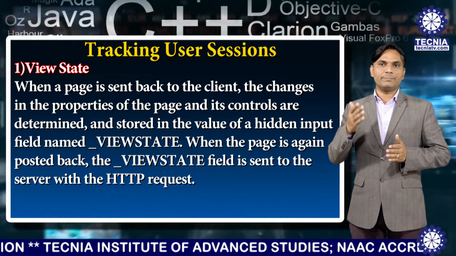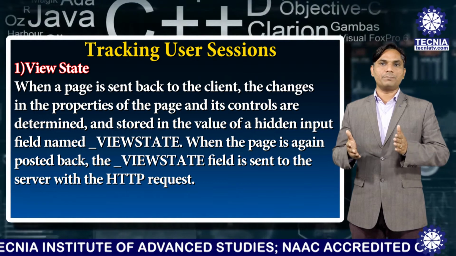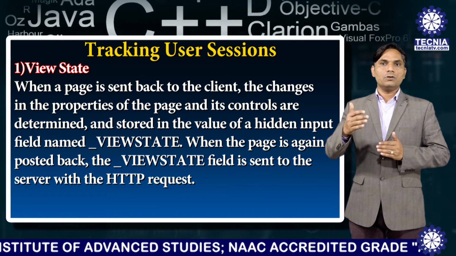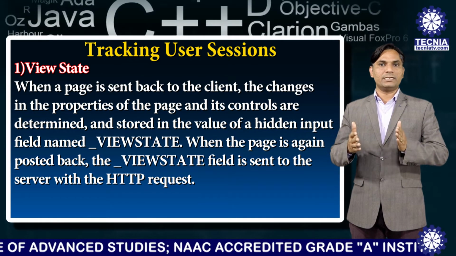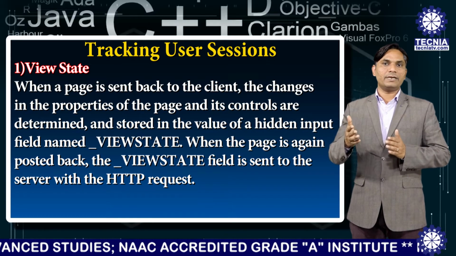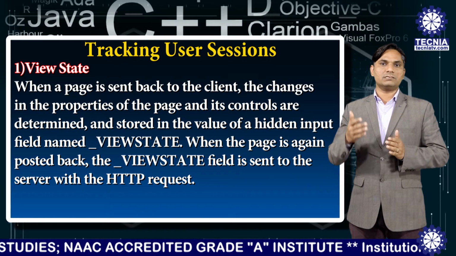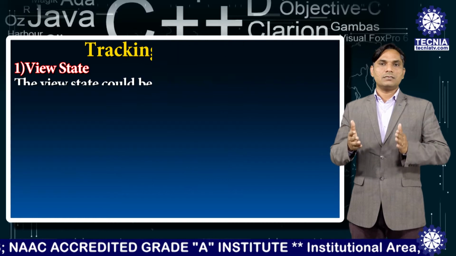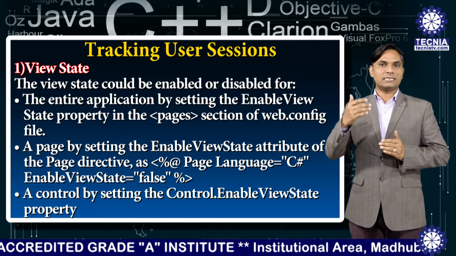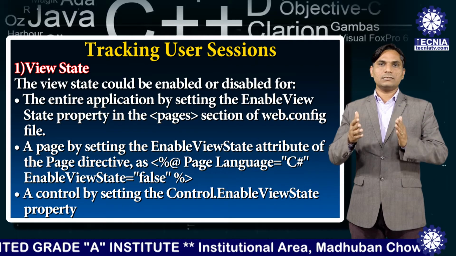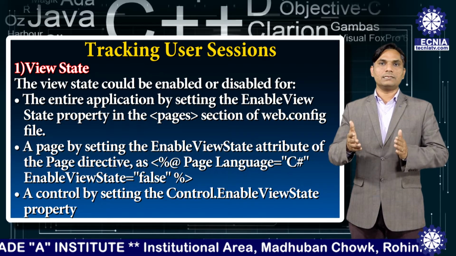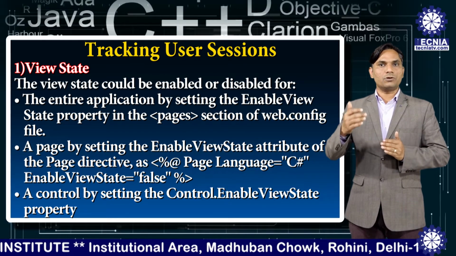When a page is sent back to the client, the changes in the properties of the page and its controls are stored as the value of a hidden input field named view state. When the page is again posted back, the view state field is sent to the server with the HTTP request. The view state could be enabled or disabled for the entire application by setting the enable view state property in the pages section of the web.config file.